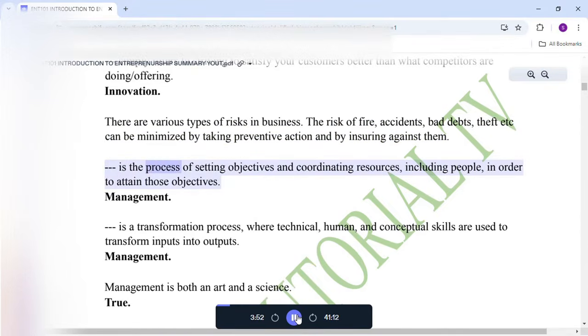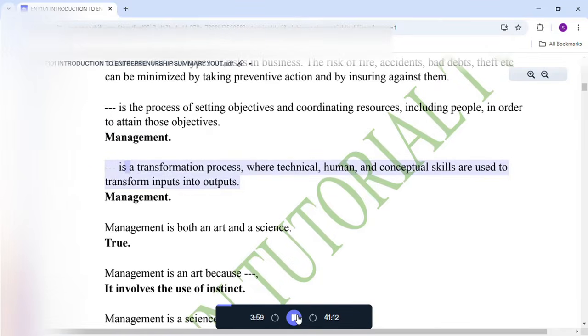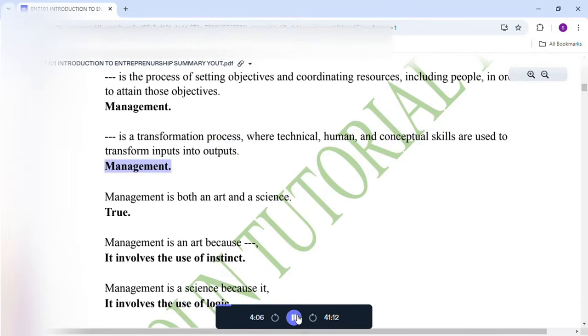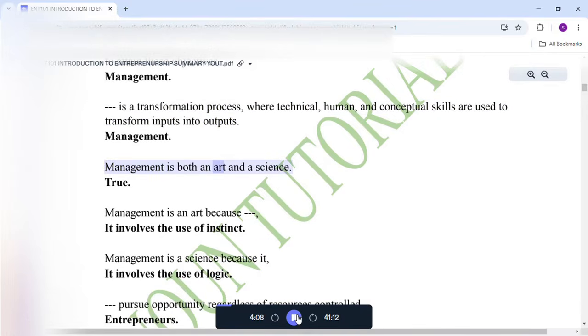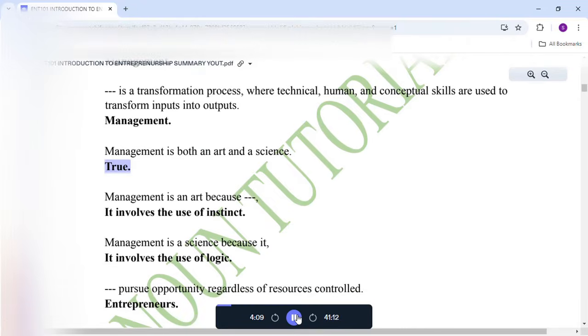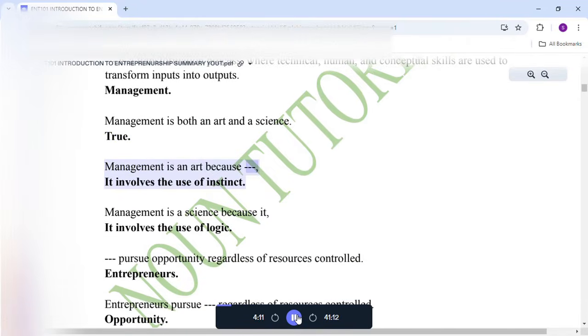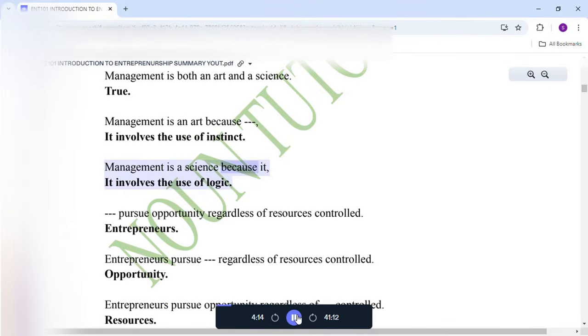Management is the process of setting objectives and coordinating resources, including people, in order to attain those objectives. Management is a transformation process, where technical, human, and conceptual skills are used to transform inputs into outputs. Management is both an art and a science. True. Management is an art because it involves the use of instinct. Management is a science because it involves the use of logic.